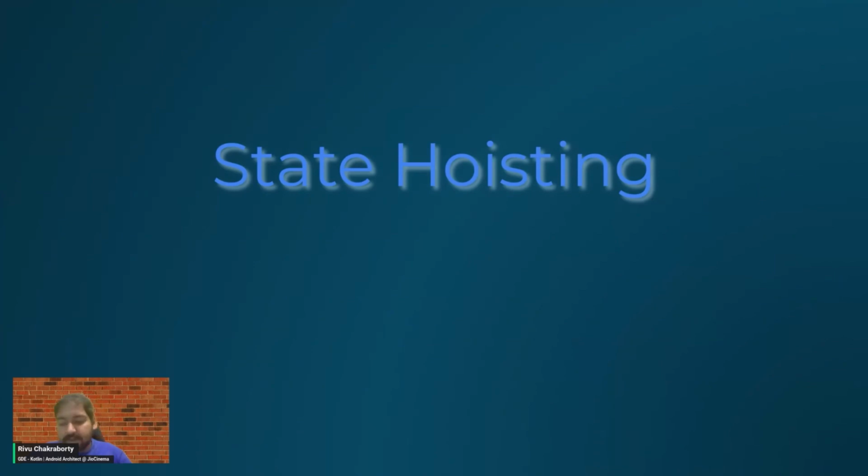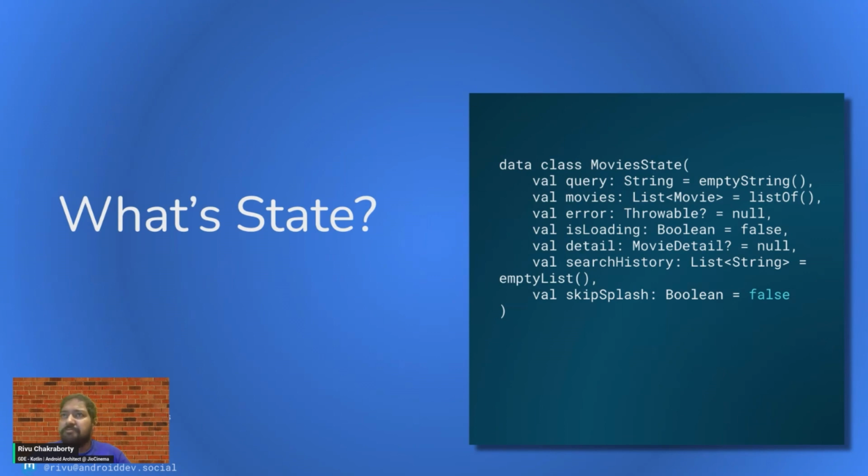Now, state hoisting. State hoisting is a term that sounds complicated, but really it isn't. So let's first start by defining what is state. Let's say we have a movies app, and we want to observe the list of movies, and this is the state for it. It's simply a data class where if you have done some query, the query would be there, and then there's a list of movies, is error, is loading, and detail, like that.